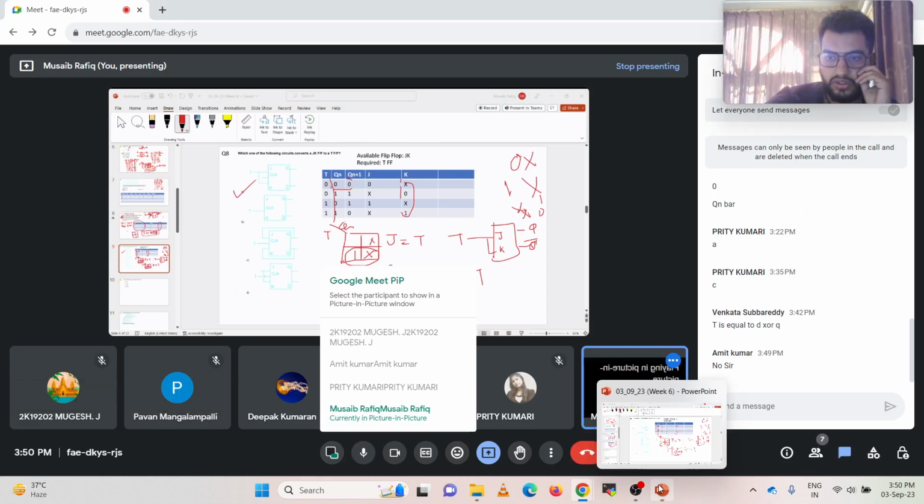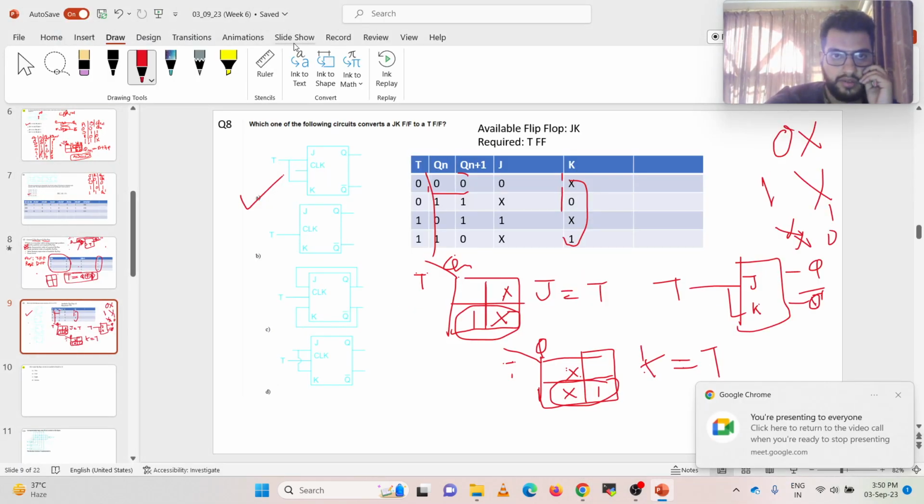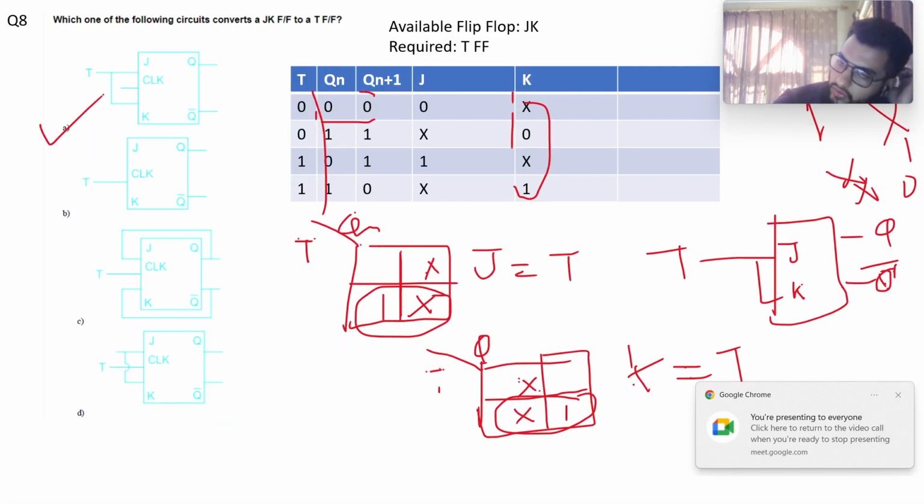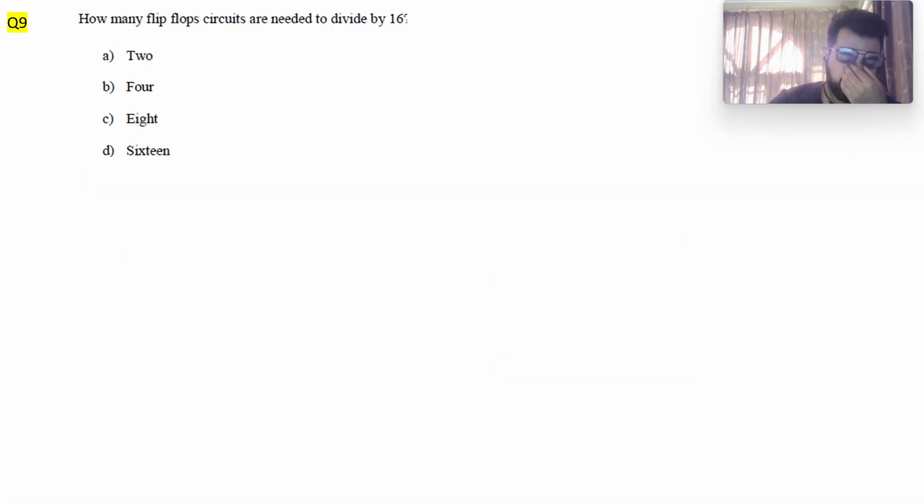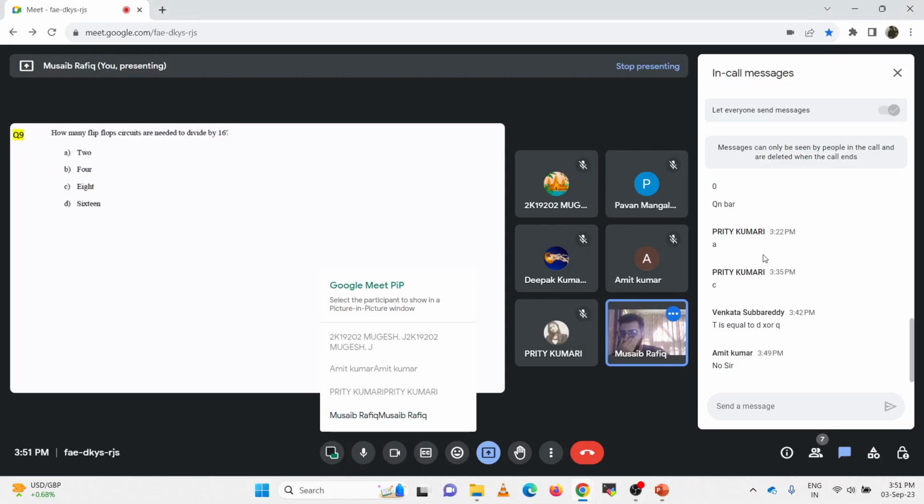Then we have question number 9 of today's live session. I would like you guys to do this first. It says: how many flip-flop circuits are needed to divide by 16? So how many flip-flops will be needed so that we can get a divide by 16 at the output? You guys can give your answer, then I will show the solution.